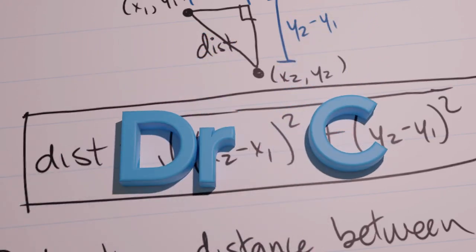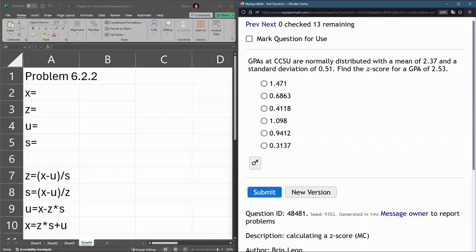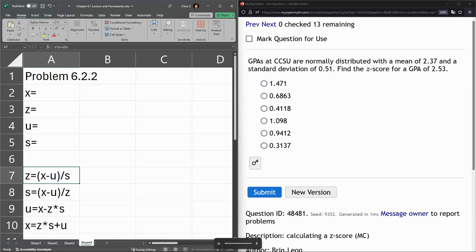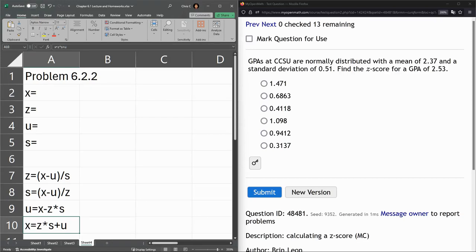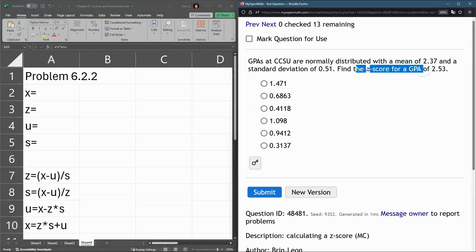This problem is about computing a z-score. So in the textbook, I have the formula for the z-score here on row 7. On row 8, 9, and 10, I have the same equation, but I've solved it for s on row 8, u, or the mean on row 9, and x is the value on row 10. We want to find a z-score.